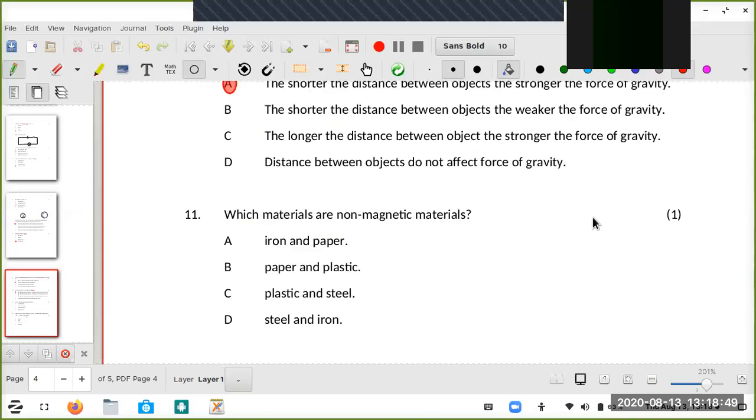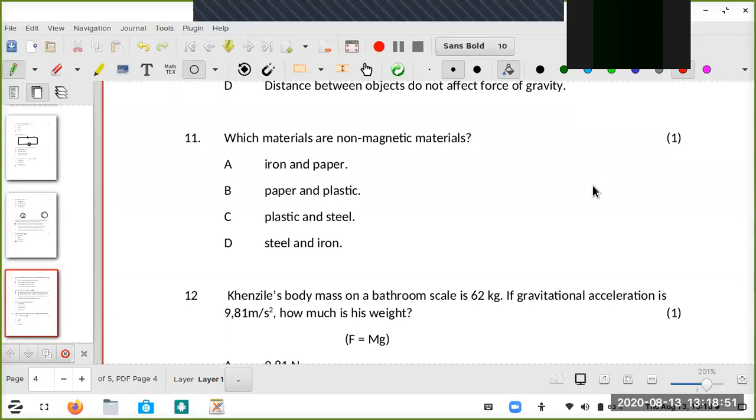Number 11. Which materials are non-magnetic materials? Right? Non-magnetic materials are materials that cannot be attracted or repelled by a magnet. So non-magnetic materials are materials which cannot be pulled or pushed by a magnet. Right? So check on A. A, iron. Iron is magnetic, which means A is out because iron is magnetic.